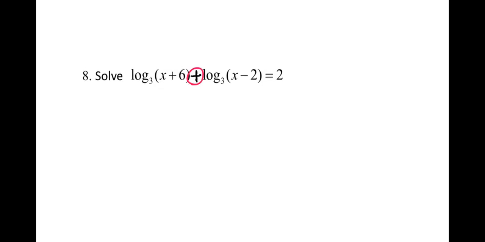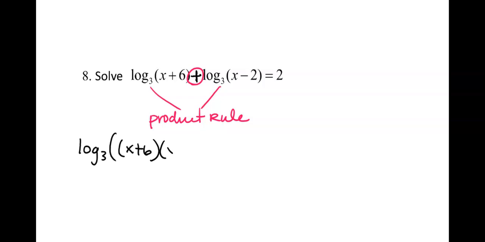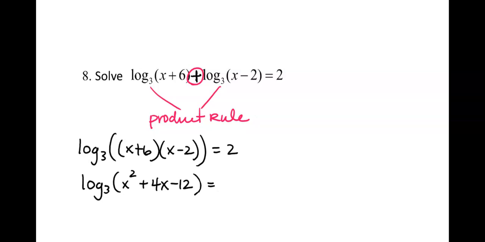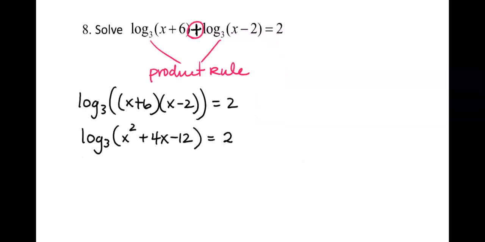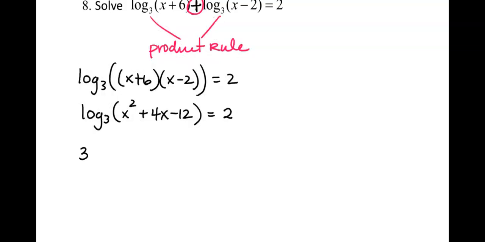Because this is a plus sign, now I'm going to combine these two using the product rule, which tells me that we will have a single logarithm, and the input to that will be the product of x plus 6 and x minus 2, which I will FOIL out and combine like terms to give me x squared plus 4x minus 12 is equal to 2. And now let's change this to an exponential equation. The base is 3, the exponent is 2, and it's all equal to x squared plus 4x minus 12. Go ahead and simplify that.